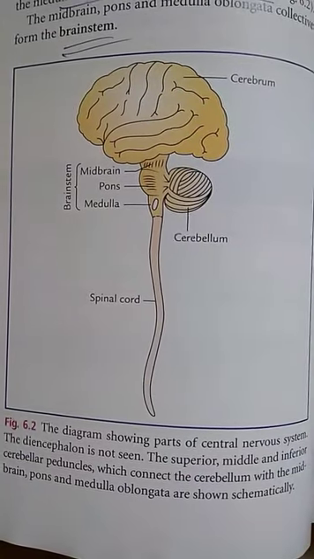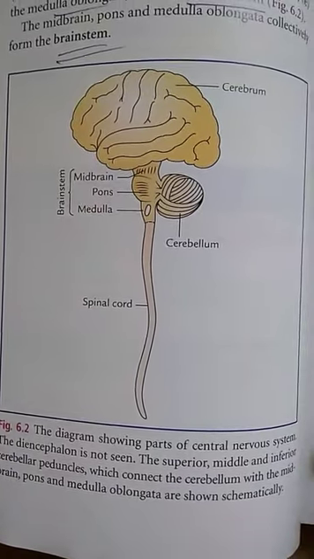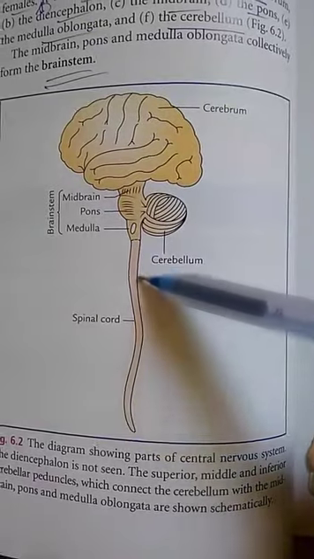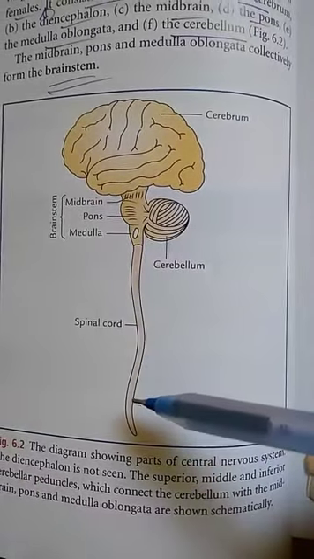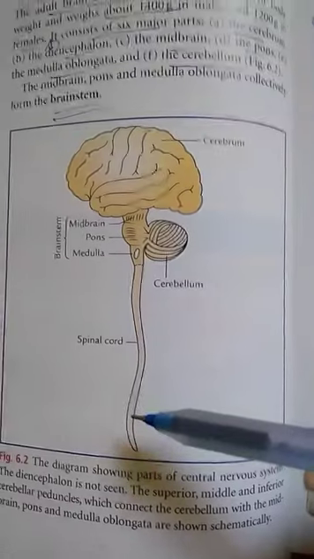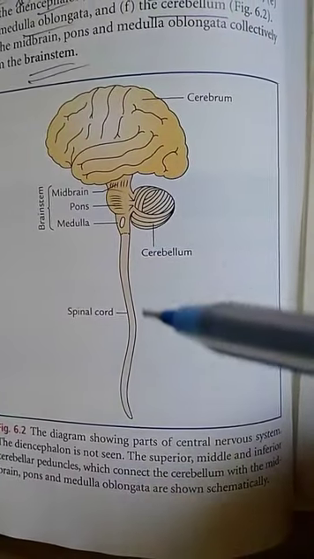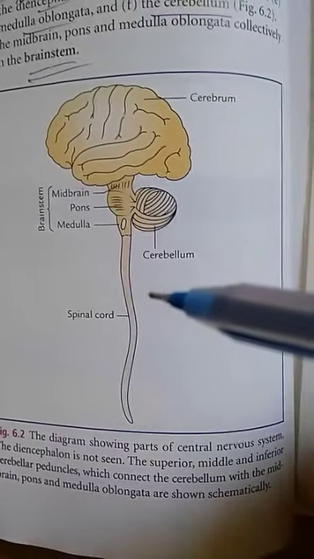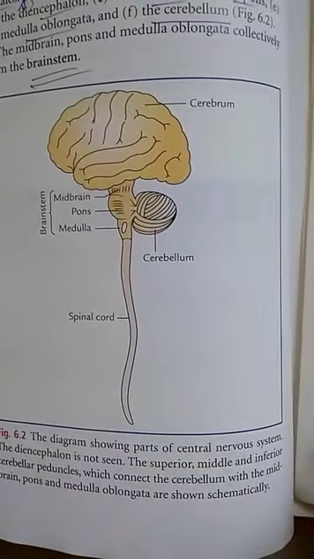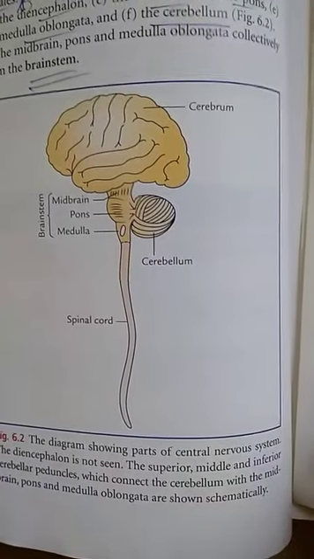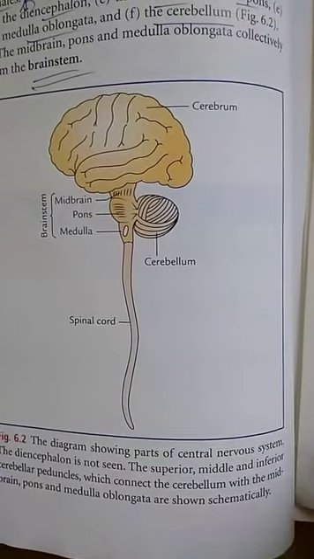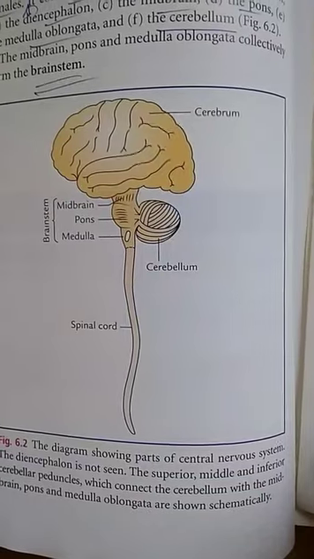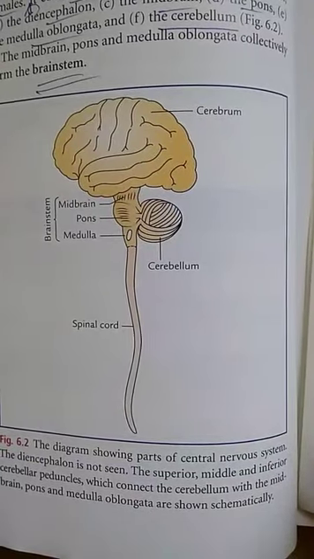Today we will discuss the gross anatomy of the spinal cord. As you all know, the spinal cord is the lower elongated portion of the central nervous system. It is cylindrical in shape. Its length in an adult male is about 45 cm and in an adult female it is about 42 cm. The weight of the spinal cord is approximately 30 grams.